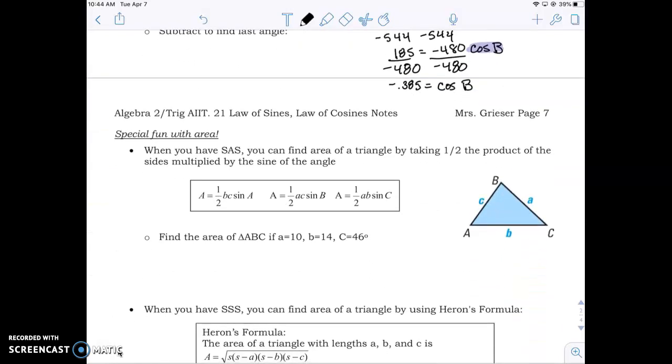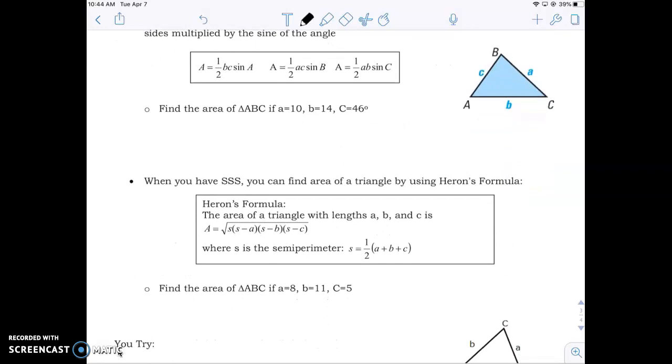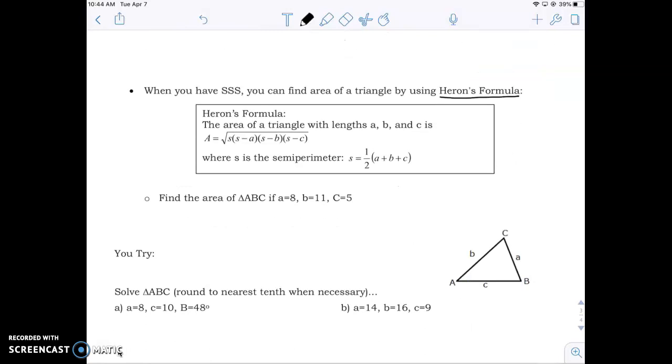Now, we are not going to do special fun with area. If you are looking for a little bit of extension, I'm thinking of a certain young woman, then go ahead and read through these notes. And then there's this whole Heron's formula thing. You're going to come across Heron's formula in pre-calc and calculus. So if you're feeling spicy, you can go ahead and give that a shot.